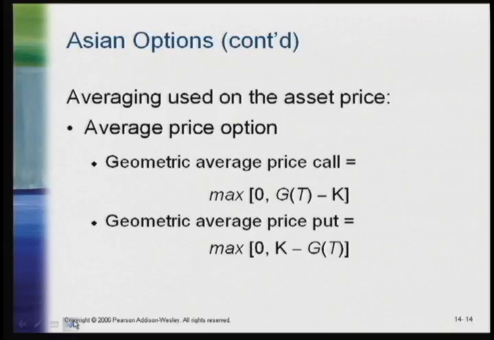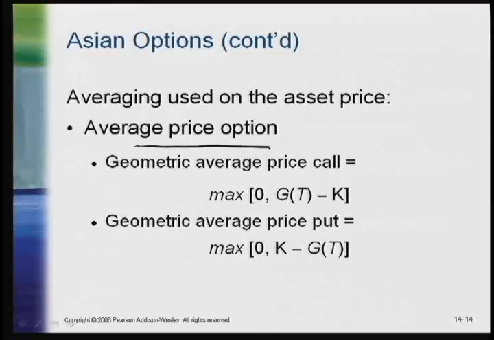So now let's talk about how average prices get incorporated into the definition of a put or a call. These are examples of what's called average price options. Notice that we have a fixed K. So in these puts and calls, the strike price is fixed. It's the price of the security that's averaged and then inserted into the call or the put formula.